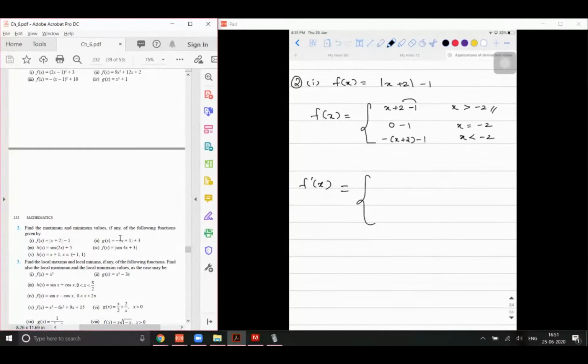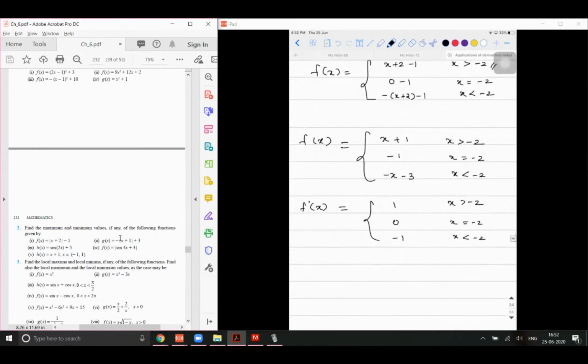So it will be x plus 1 now. So I will define f of x properly. It is x plus 1 minus 1 and minus x minus 3, when x is greater than minus 2, x equal to minus 2, x less than minus 2. So what is f dash of x? It is 1, 0 and minus 1, when x is greater than minus 2, x equal to minus 2, x less than minus 2.